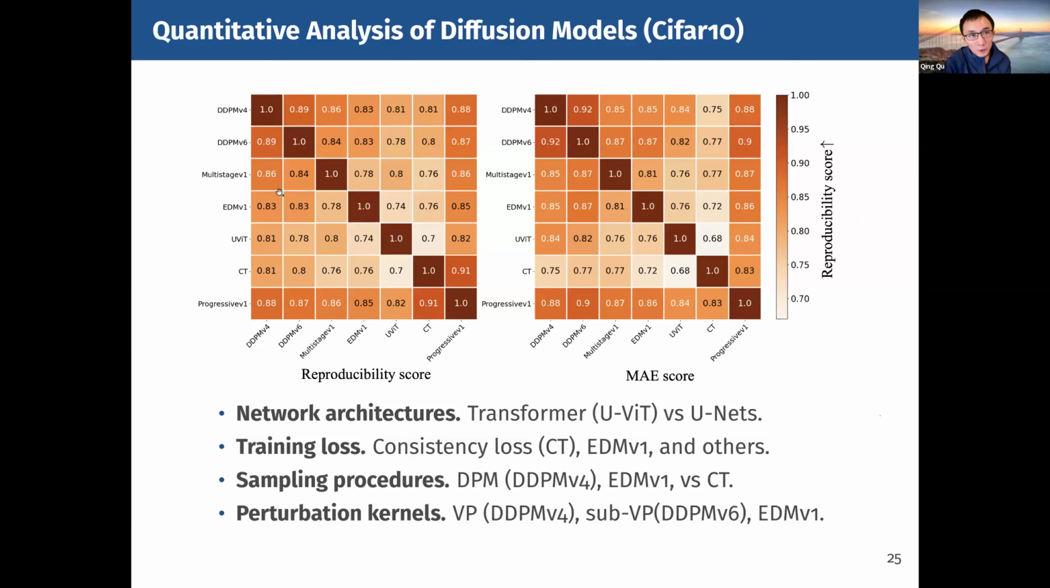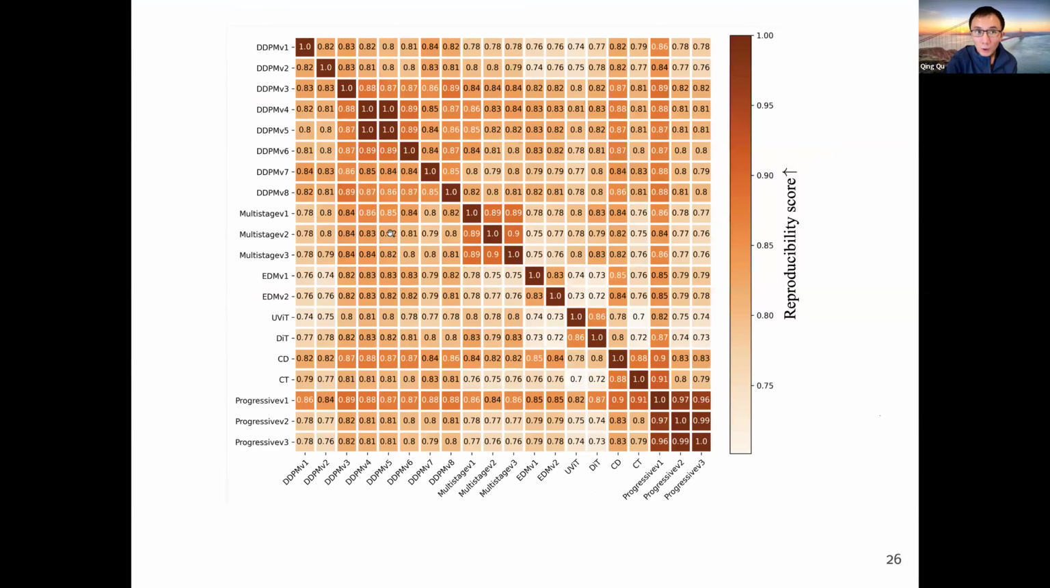And then we show this similarity matrix between different models with different random seed initializations for the weights. You can see that the minimum reproducibility is around 0.7, which is still very high. And we did an even more comprehensive study between different models, and you can see that the reproducibility is still very high.